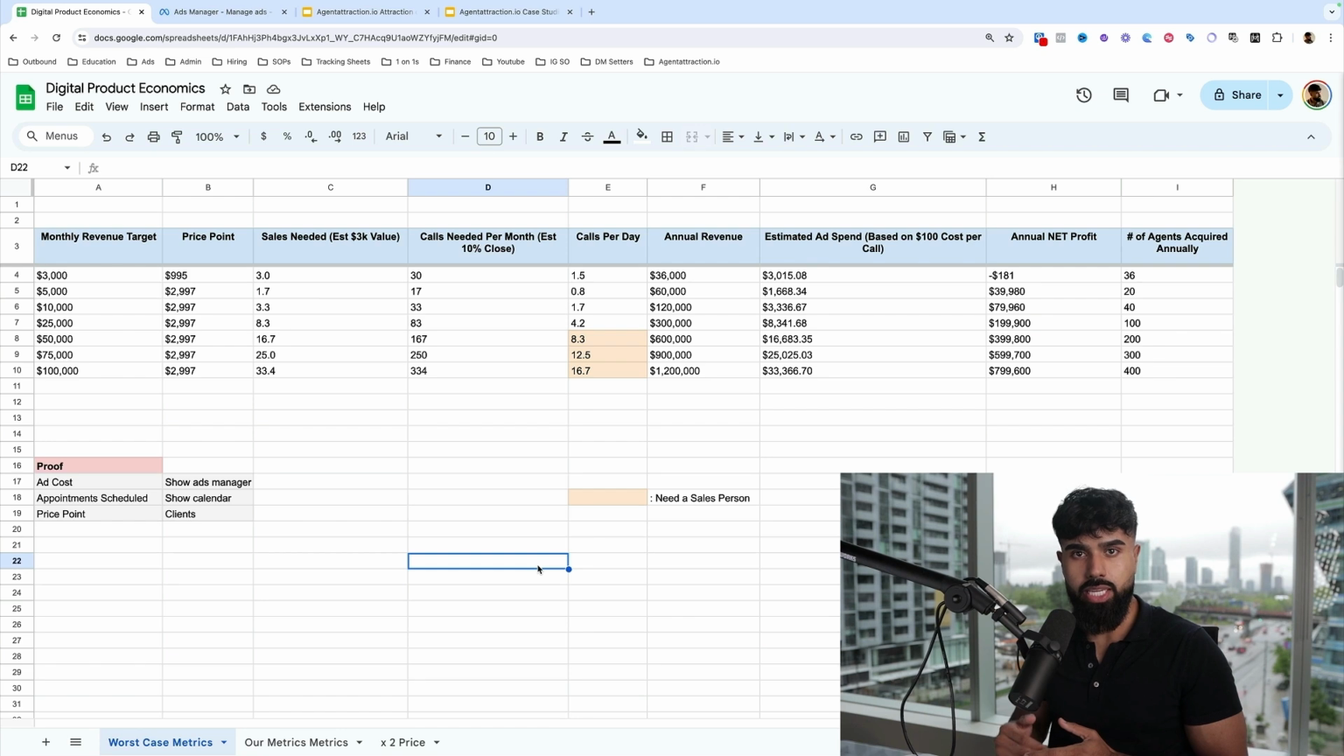How much money can you make each month if you're using a paid digital product as an agent attraction tool? This is a question that we get asked all the time. So what we're going to do is go back to middle school and do some very simple grade 5 level math.